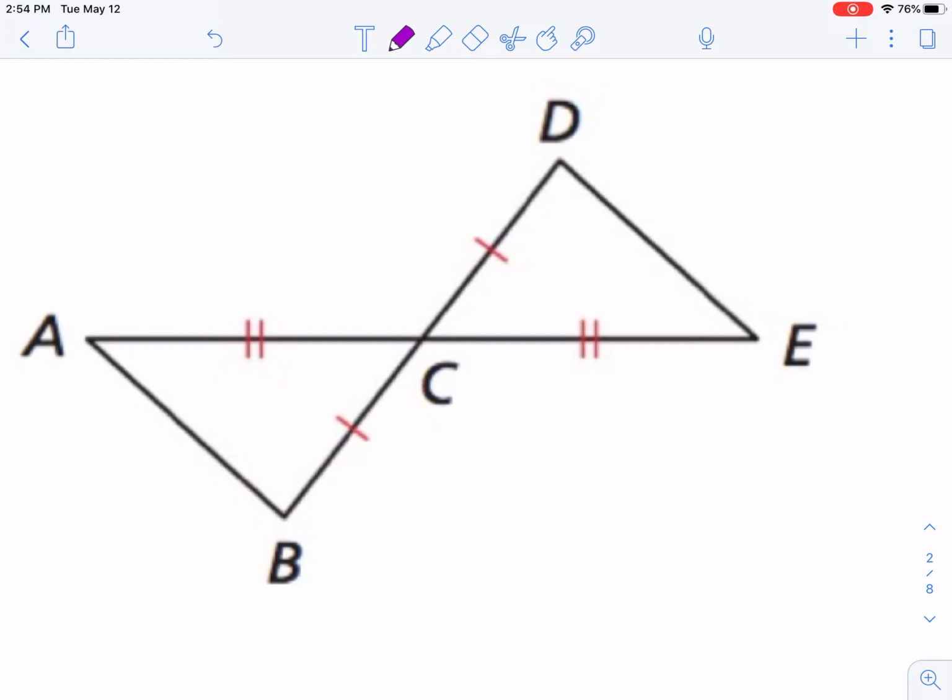So if you remember, we talked earlier in the year about vertical angles. So I have a pair of vertical angles here, and vertical angles are always congruent. So when I mark that information, I now have a side, an angle in between, and another side, a side, an angle in between, and another side. So I know these triangles are congruent by side angle side.